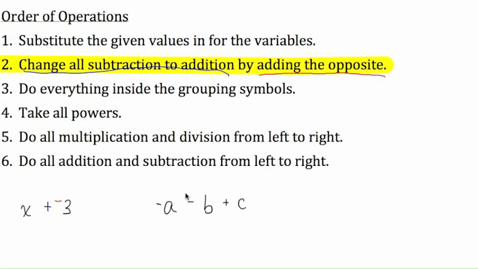Look at this sign though. This negative sign comes between two terms, so it is subtraction. So we need to change that subtraction to addition by adding the opposite. So we're going to go to the next term after the minus sign and turn it to its opposite. So this now becomes plus negative b. So it's the opposite of a plus the opposite of b plus c. And this is how to perform step 2, where you change all subtraction to addition by adding the opposite.